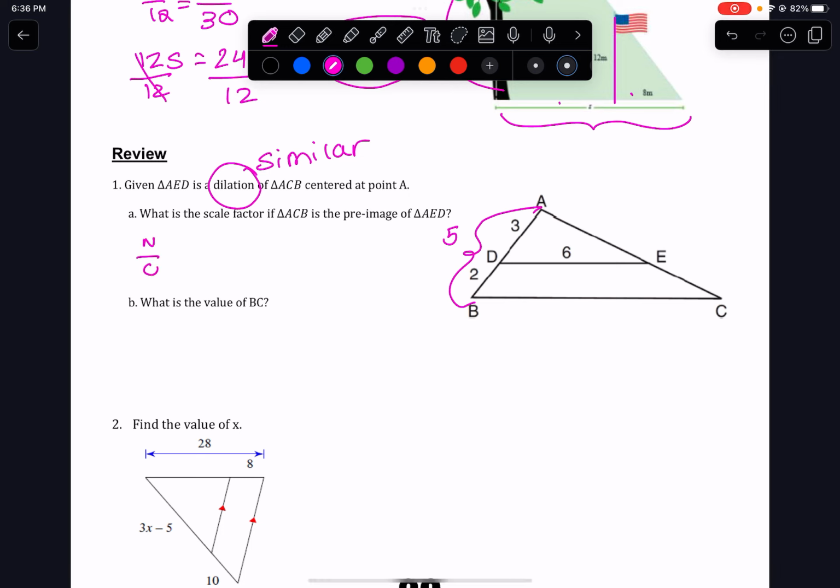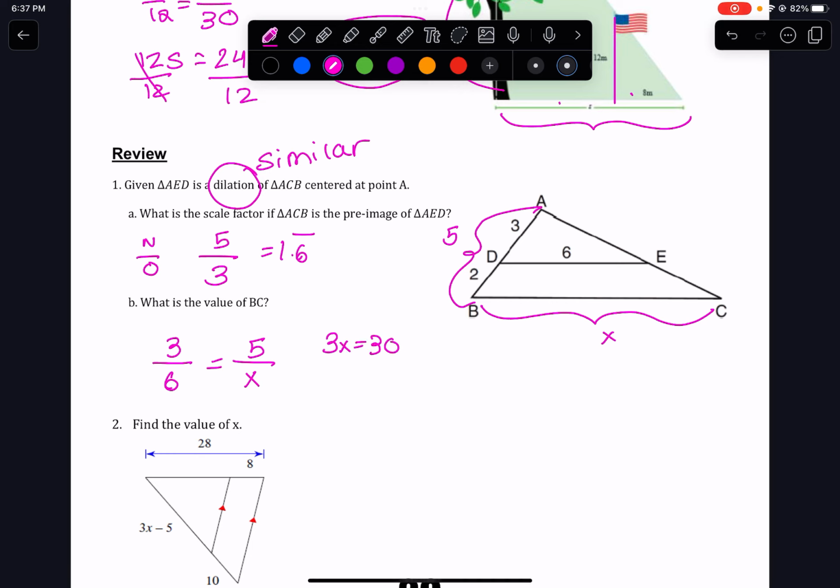So the new over original is 5 over our original 3, which if you want to write as a decimal would be 1.6 repeating. Now if we look for the value of BC, 3 over 6 is equal to 5 over x. So x should be equal to 10. And we could also check this because if we do 6 times 5 over 3, which is our scale factor, you will also get 10.